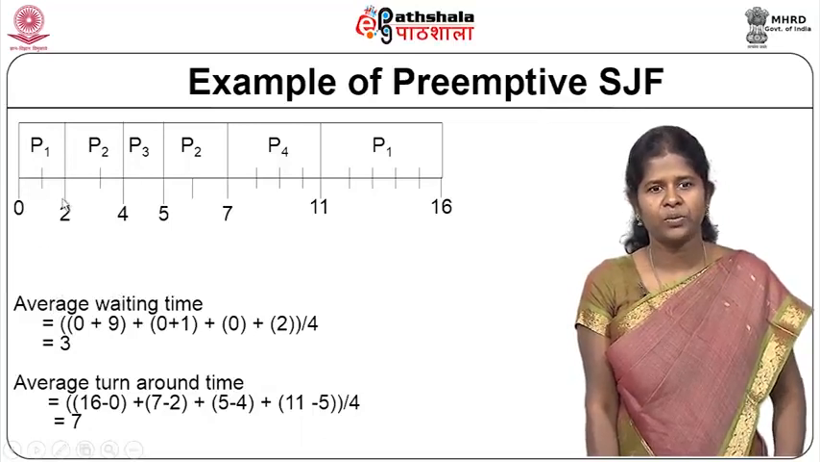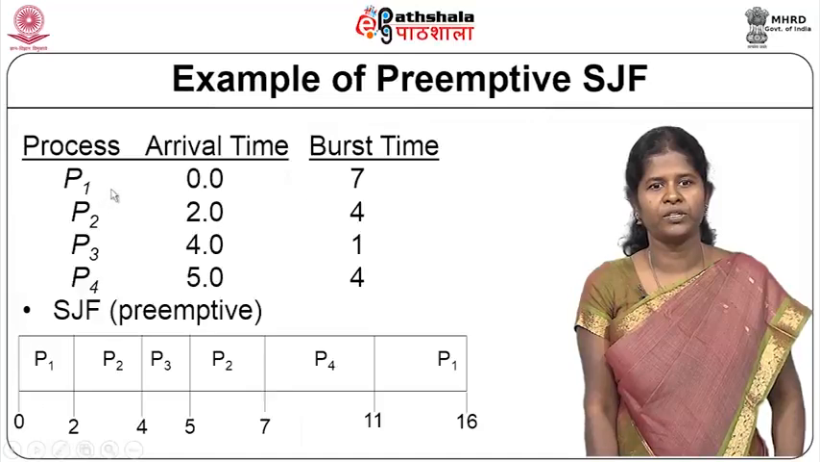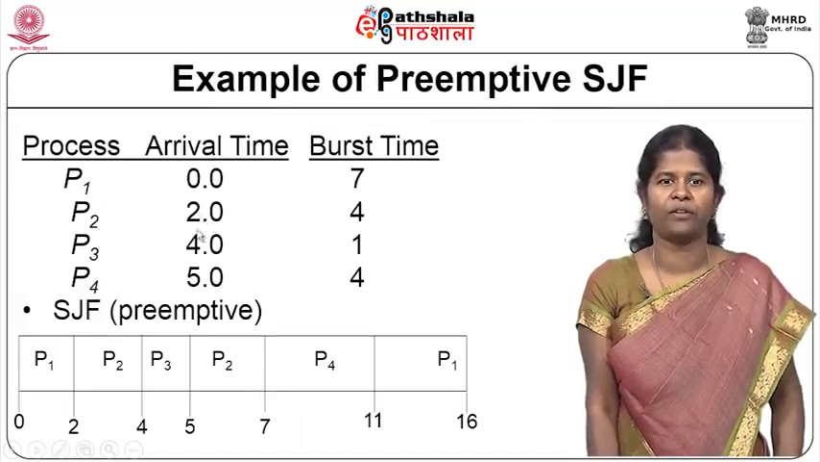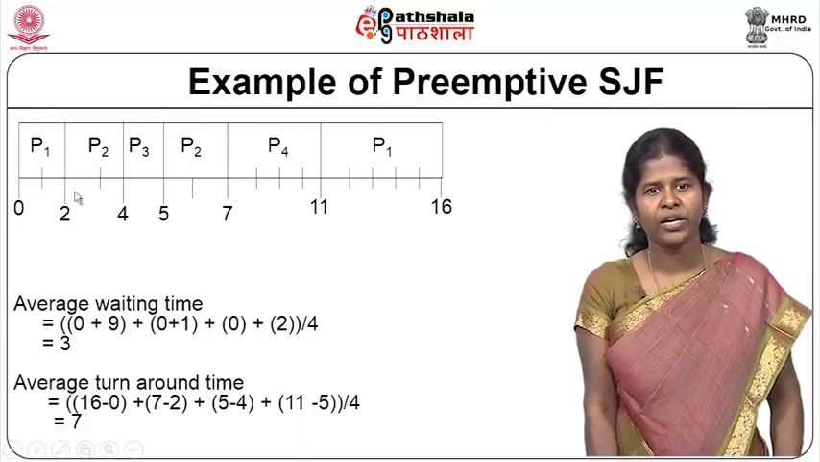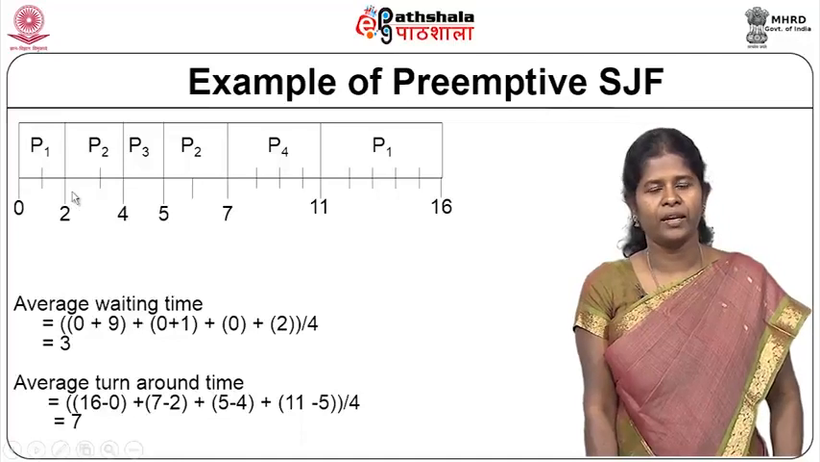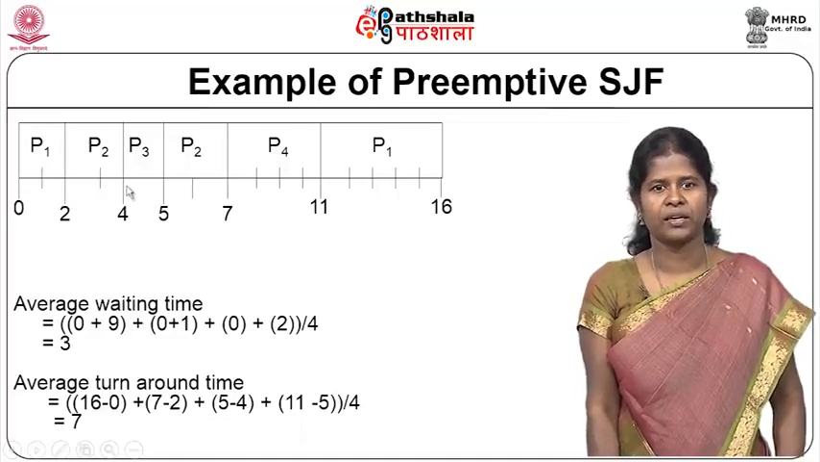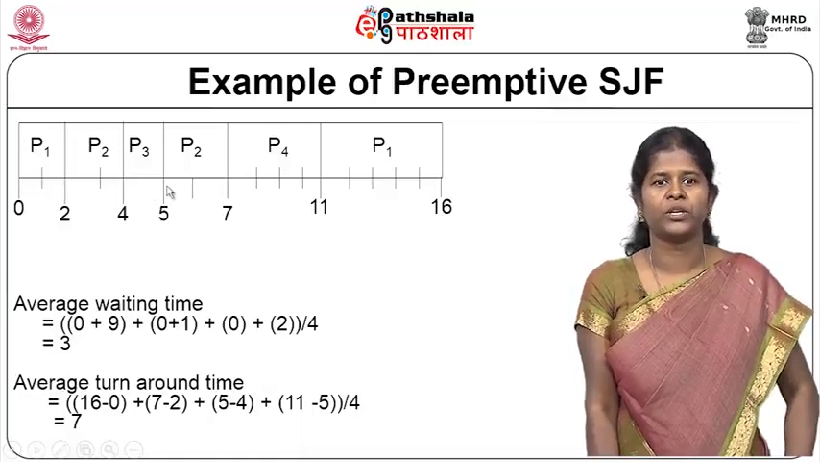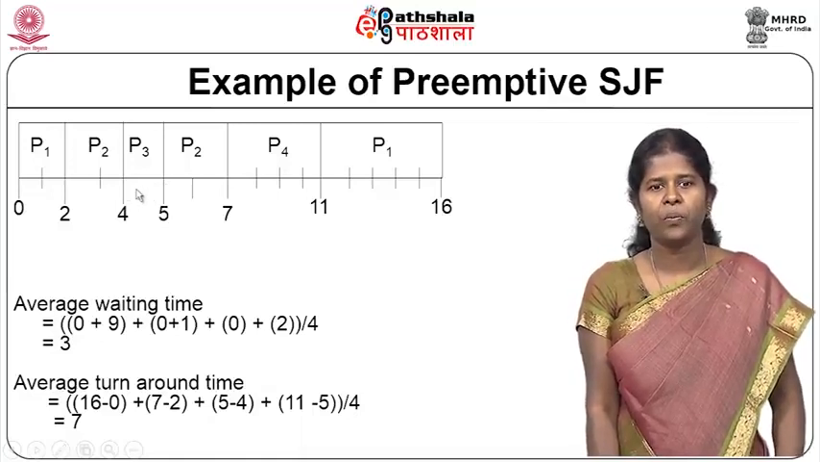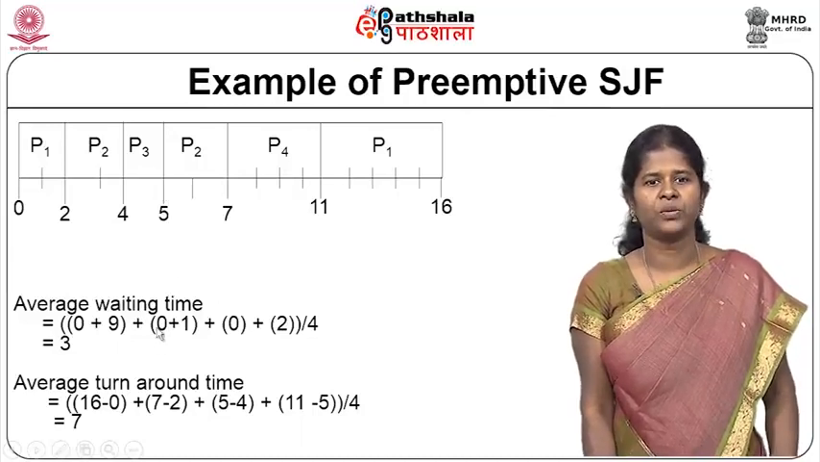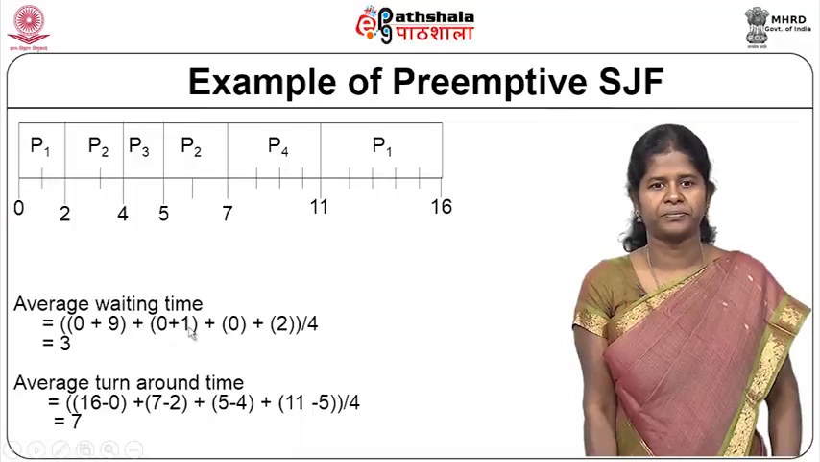And P2, the arrival time for P2, as you can see, is 2. At t equal to 2, P2 arrived and got the CPU at t equal to 2 itself, and then it ran for 2 milliseconds, and then from t equal to 4 till t equal to 5, P2 was waiting. That is, for 1 millisecond P2 was waiting. So, the waiting time for P2 is 0 plus 1.